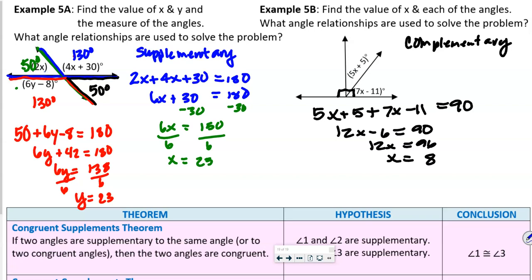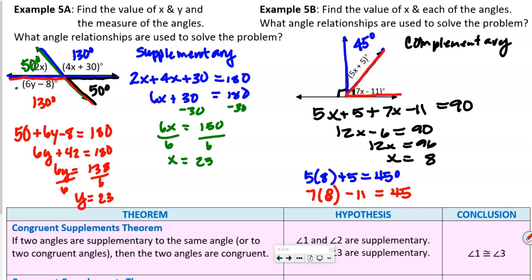Then up here we're going to do 5 times 8, that's 40, plus 5. So that means that angle is 45 degrees right here, this one. And y'all, if that's 45, what is 90 minus 45? Another 45, right? So let's check and make sure that it is. To find this one, we're going to do 7 times 8, which is 56, minus 11, which is again 45 degrees. All right, down here at the bottom, it's talking about theorems.